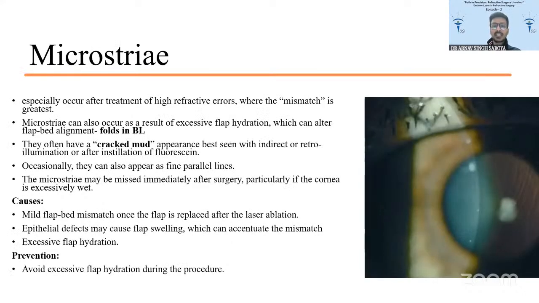Microstriae, this occurs mostly after the treatment of high refractive errors. Microstriae can also occur as a result of excessive flap hydration, which can alter flap bed alignment, as we've discussed before. Causes include mild flap bed mismatch once the flap is replaced after the laser ablation, or excessive flap hydration. Prevention includes avoid excessive hydration during the procedure.